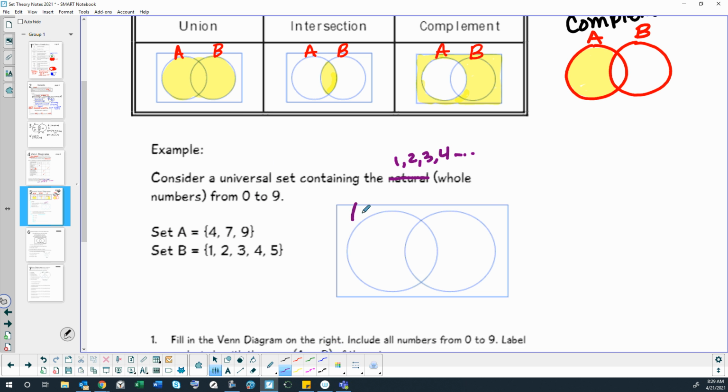Okay, so let's look at our sets. We have a set A and a set B. So we'll call this set A, call this set B. Set A has a 4, a 7, and a 9. Now before I write that down, I'm going to look at set B. Set B has a 1, 2, 3, 4, 5.